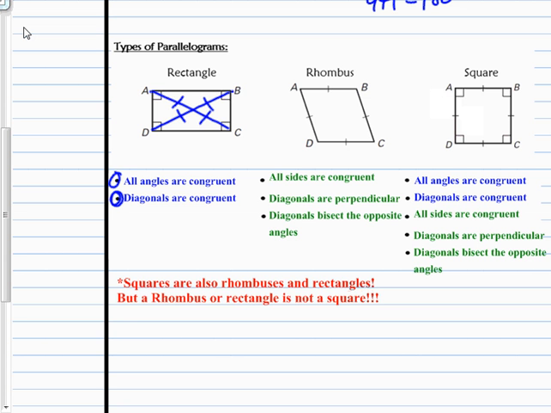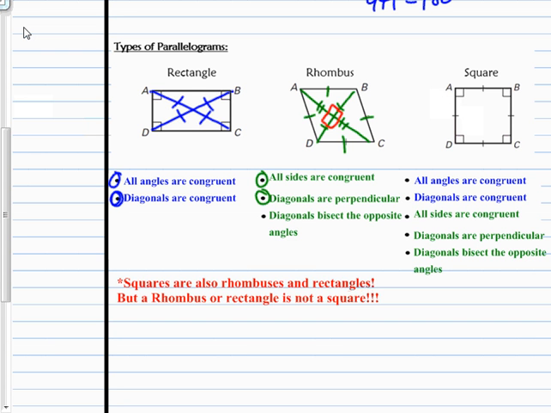A rhombus has its own properties. A rhombus says that all of the sides are congruent. So as you can see, it's marked. This side, this side, this side, this side. They're all marked with 1. They're all congruent to each other. Their diagonals are perpendicular. So when I draw my diagonals, yes, they bisect each other, just like parallelogram ones do, but more than that, they are perpendicular, which means that they form right angles. Okay, see how I made 4 right angles?